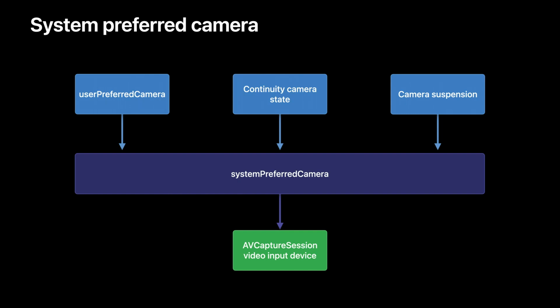User Preferred Camera and System Preferred Camera are already adopted by first-party applications. With more and more applications adopting these APIs, we will be able to provide customers a universal and consistent method of camera selection on Apple devices. Let me show you a demo to illustrate what automatic switching with Continuity Camera looks like in FaceTime.